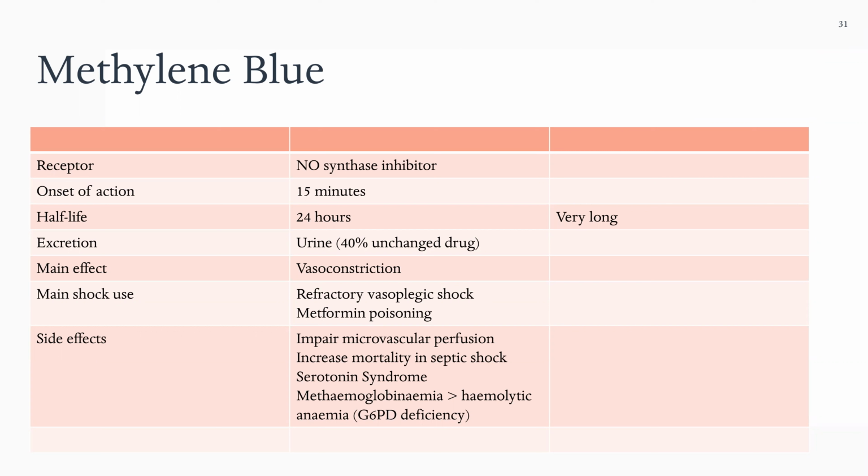It can impair your microvascular perfusion. It can increase mortality in septic shock, so it's not for use in septic shock. It can cause serotonin syndrome. It can lead to methemoglobinemia and then hemolytic anemia in patients with glucose 6-phosphate dehydrogenase deficiency.